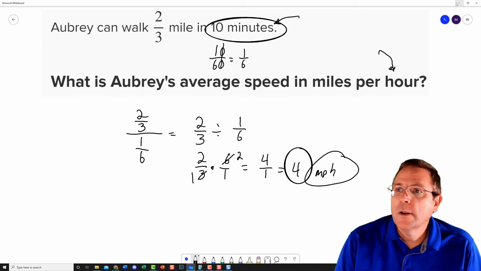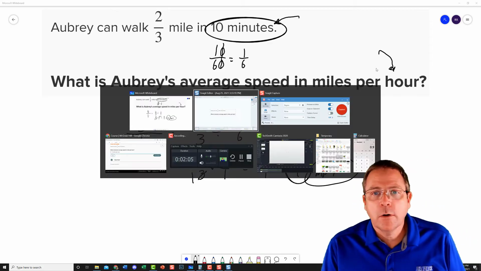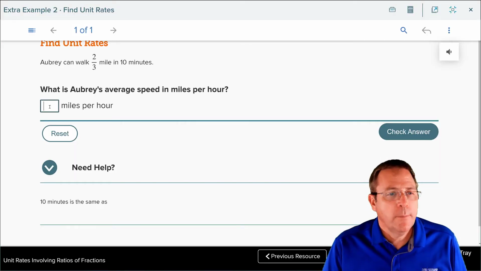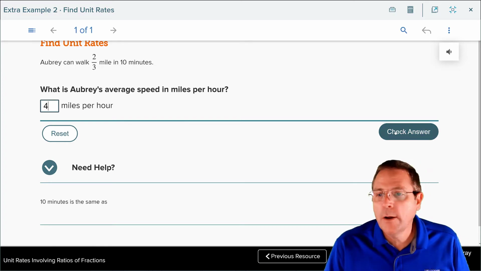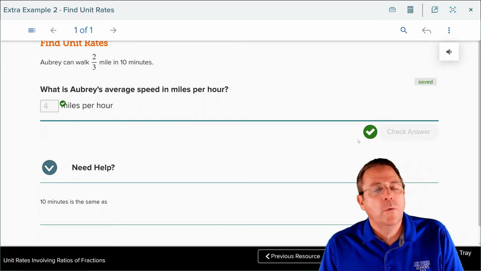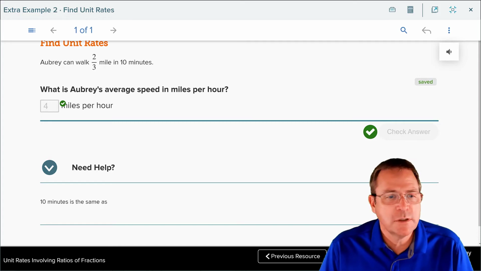So with that, we can go back to our document. We're going to type in 4 miles per hour. Check our answer. Woohoo! We are doing good. Moving on to resource number 9.